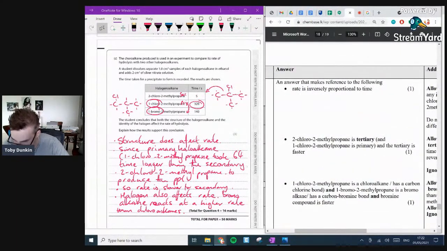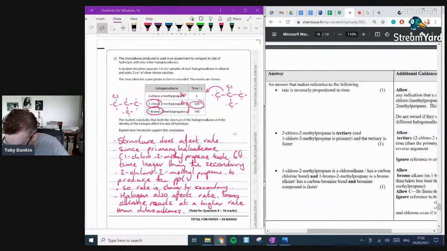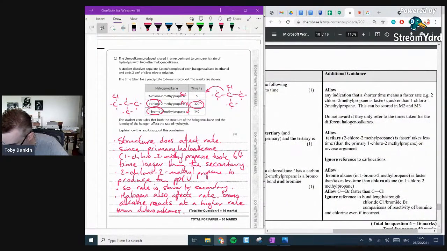Okay. Rate is inversely proportional to time. What? How are you meant to know that? Any indication that a shorter time means a faster rate?